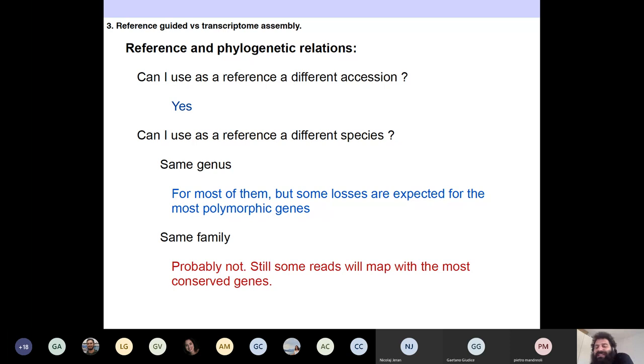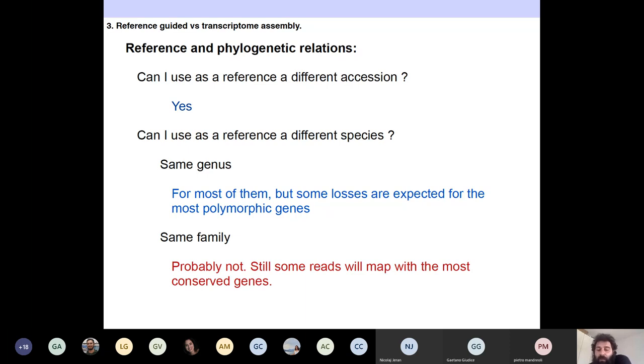Let's suppose that you find something similar that is not exactly the same accession or the same species. You may ask, can I use a reference from a different accession? And the answer is yes. You will lose a minimum amount of genes, but of course you can. That is a common practice. Can I use a reference from a different species? That's a good question. If it's the same genus, sometimes yes, but the farther apart the species, the more variants you are going to have, and the more chances that you lose some of the transcripts.